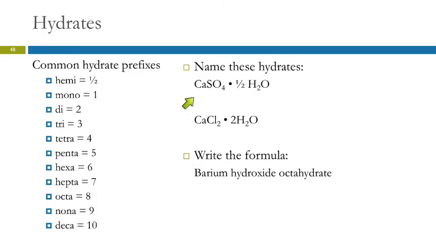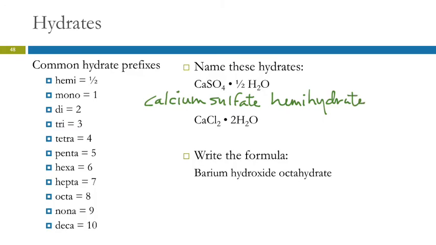So if I'm going to name this hydrate, I'm going to name the ionic compound first. So what's the name of the cation? Calcium. Does it need a Roman numeral? No, because it's in group 2A. Calcium, no Roman numeral. And so then we're going to cover up calcium, and what's the name of the rest of that? Sulfate. So calcium sulfate. And then we've got this dot 1/2 H2O. So the prefix for 1/2 is hemi. So this is hemihydrate.